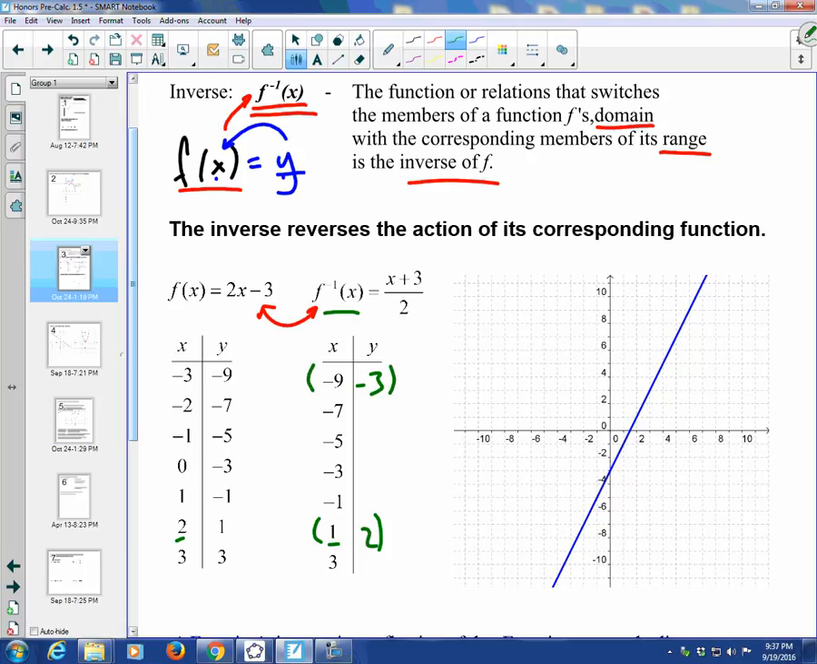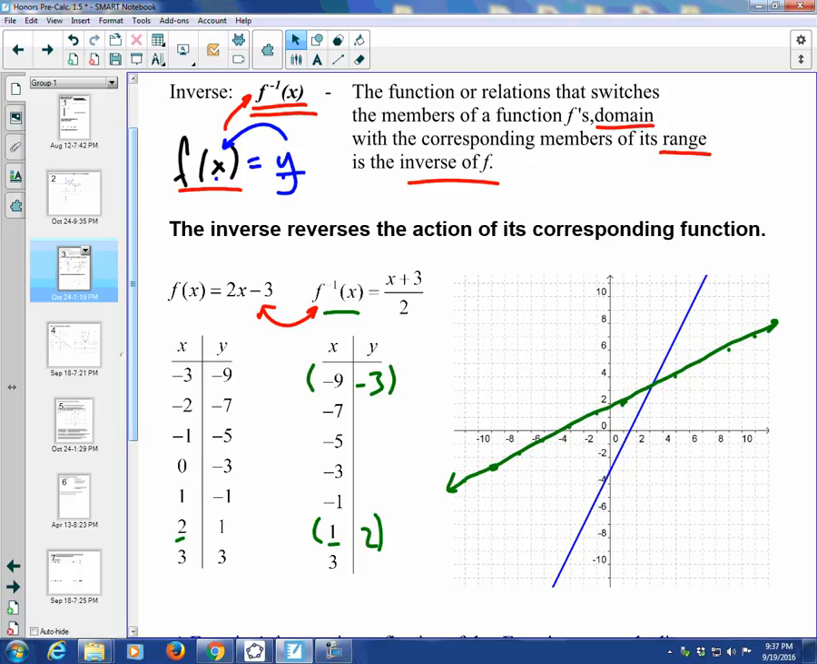So we've got (-9, -3), that point right there. And we've got (1, 2), which is that point right there. And I'm going to cheat a little bit and use the slope of f inverse, which you could get if you sort of converted to slope-intercept form. And right here, we are going to get the line that looks like this as the inverse.